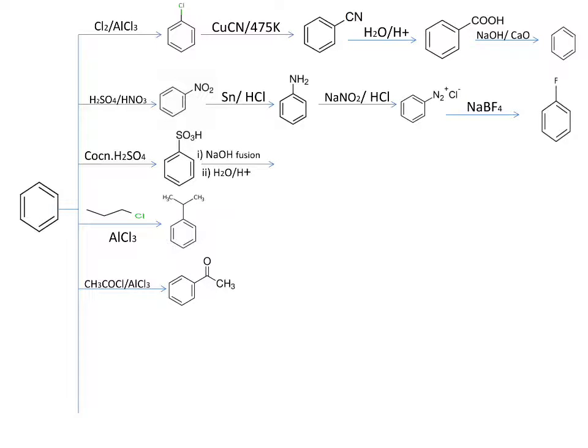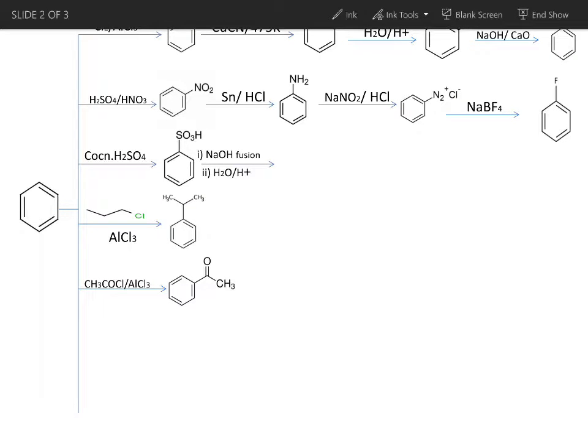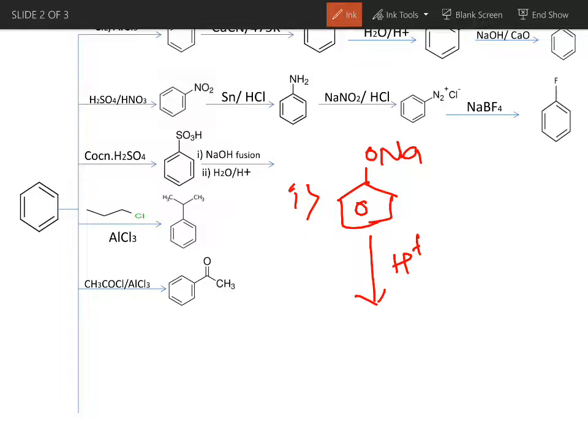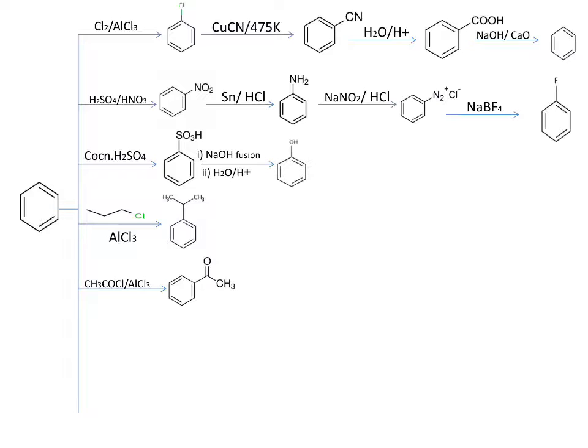When benzene sulfonic acid undergoes sodium hydroxide fusion, in the first case it will get converted into sodium phenoxide. In the second case, on further hydrolysis with water, with HCl or with sulfuric acid, any reagent, it will give a compound known as phenol. So benzene sulfonic acid on reaction with sodium fusion and further hydrolysis will give the compound phenol. So the product here is phenol.